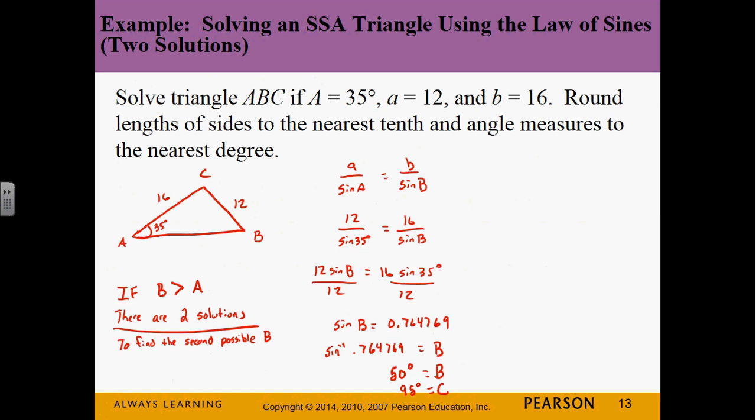So if we think about 50 as being the reference angle, what would the second quadrant equivalent of the 50 degree reference angle be? That's going to be 180 minus 50, or 180 minus the first B. In this case, it'll be 180 minus B equals 130. Now, if B is 130 and A is 35, now what is C? Yes, 15 degrees.